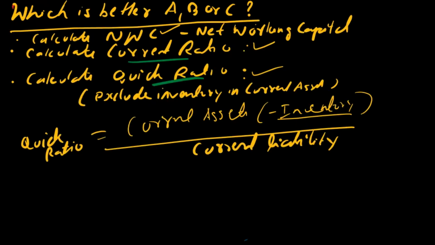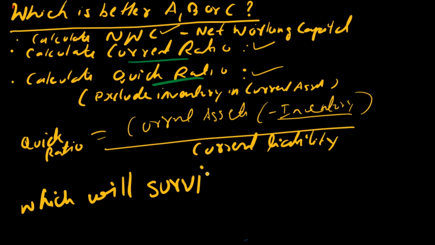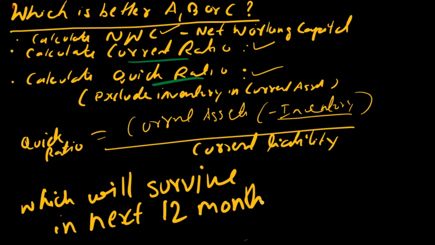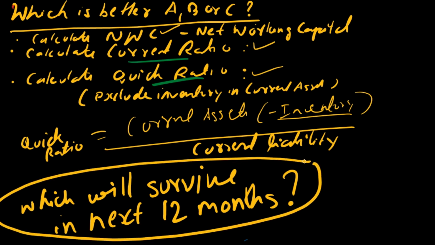In this discussion, we will look at three companies: company A, company B, and company C, and find out which is better. By better, I mean which will survive in the next 12 months. Out of these three companies, which has the best position to survive, whether it can meet its liabilities in the next 12 months? That is the essence of liquidity.